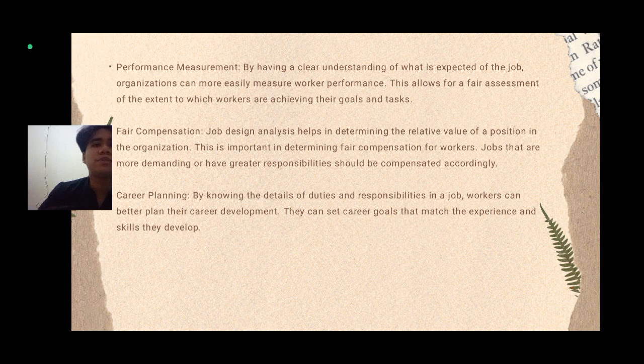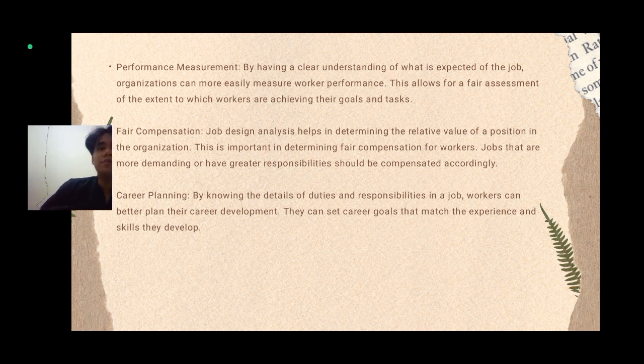And then performance measurement. By having a clear understanding of what is expected of the job, organizations can more easily measure worker performance. This allows for a fair assessment of the extent to which workers are achieving their goals and tasks.